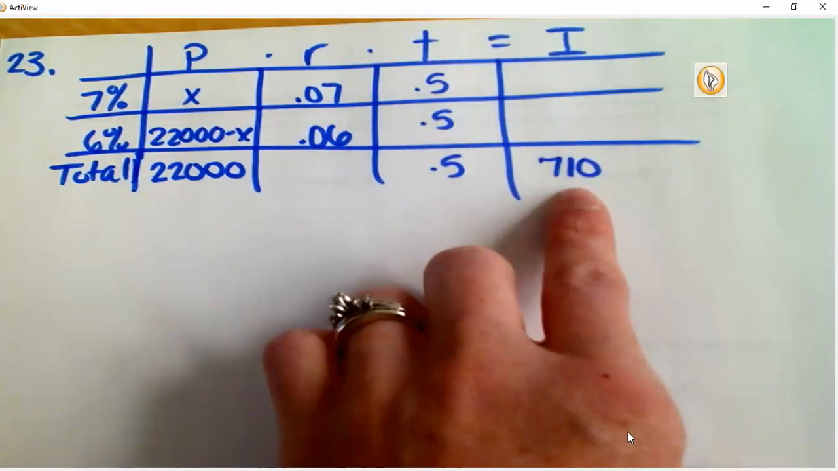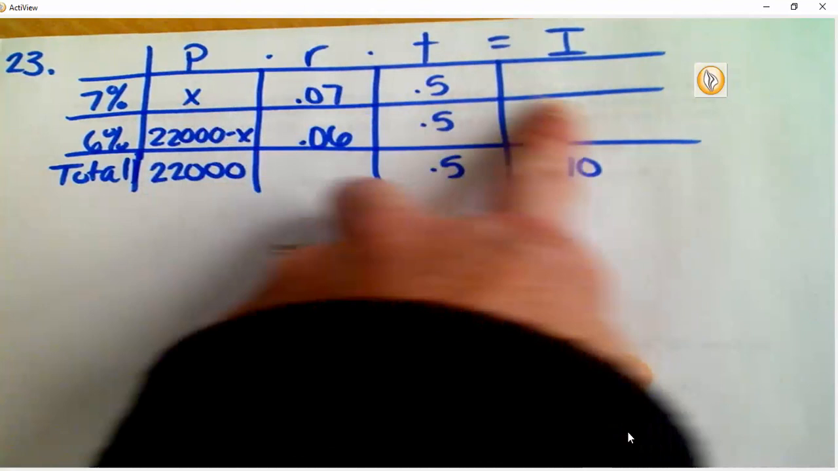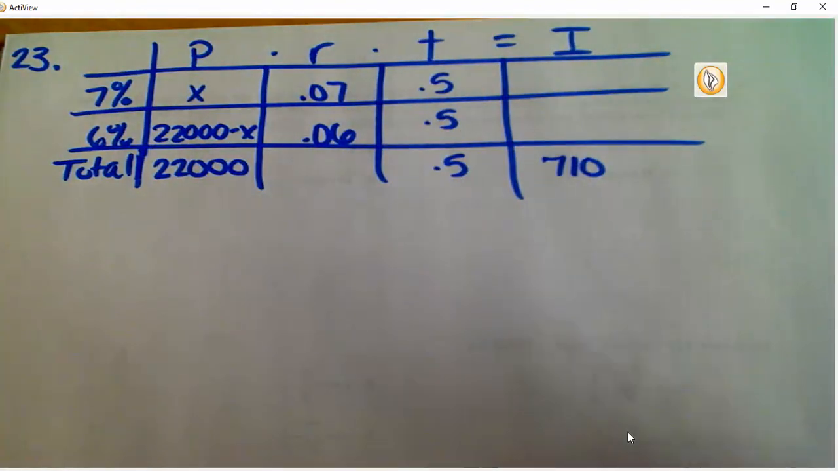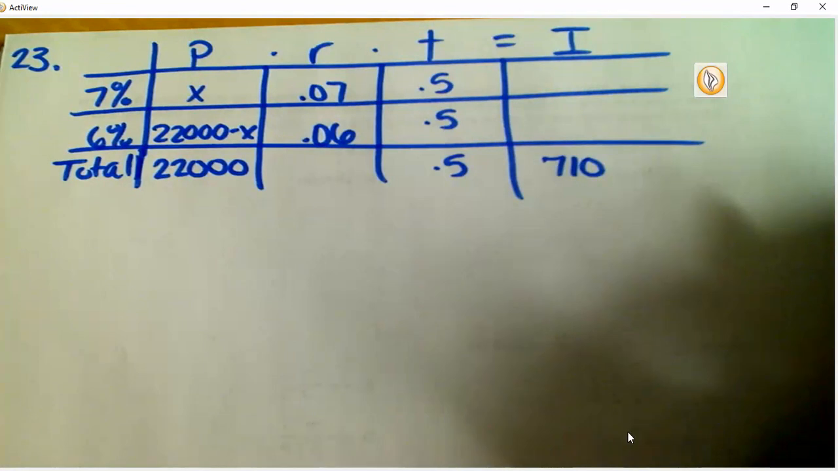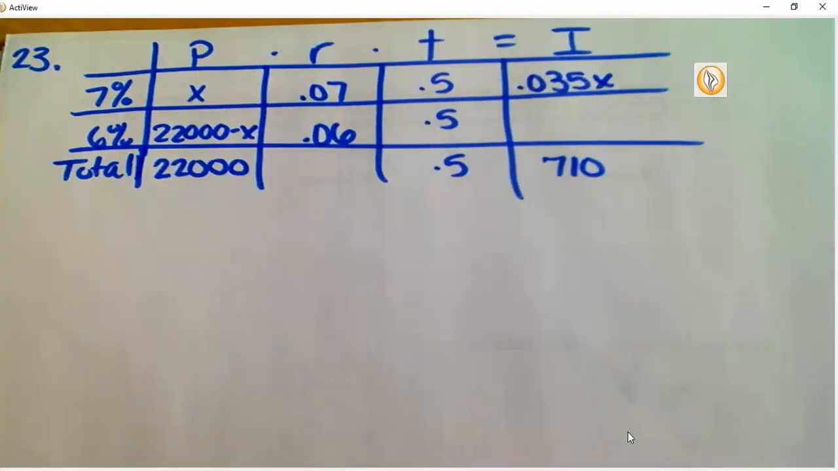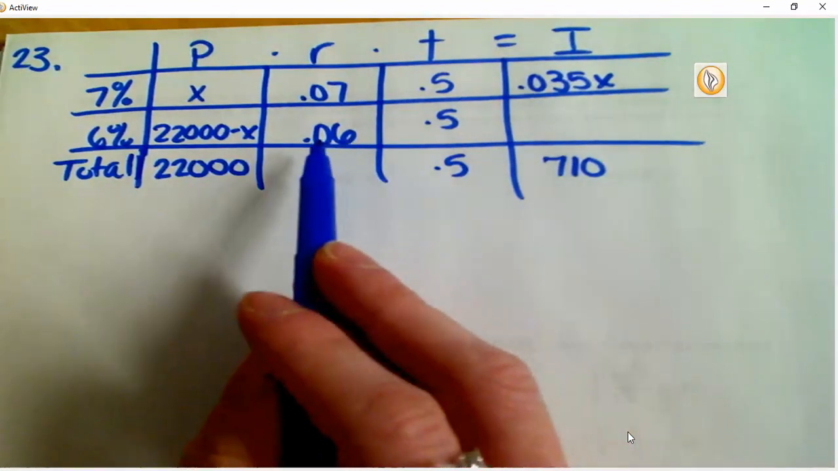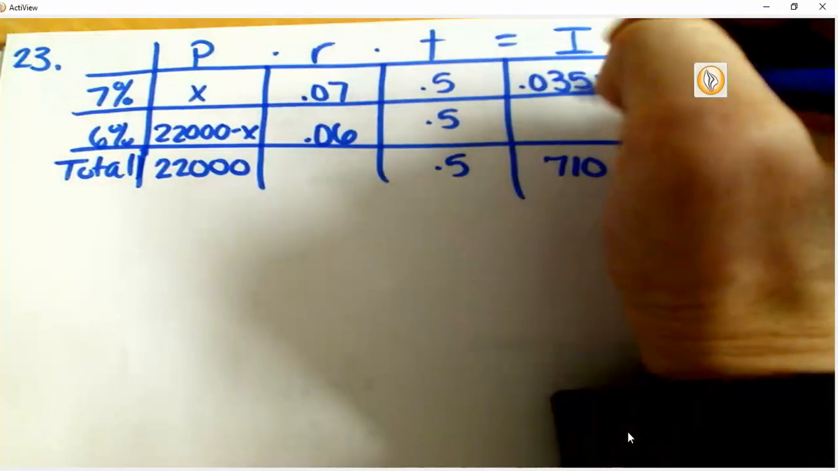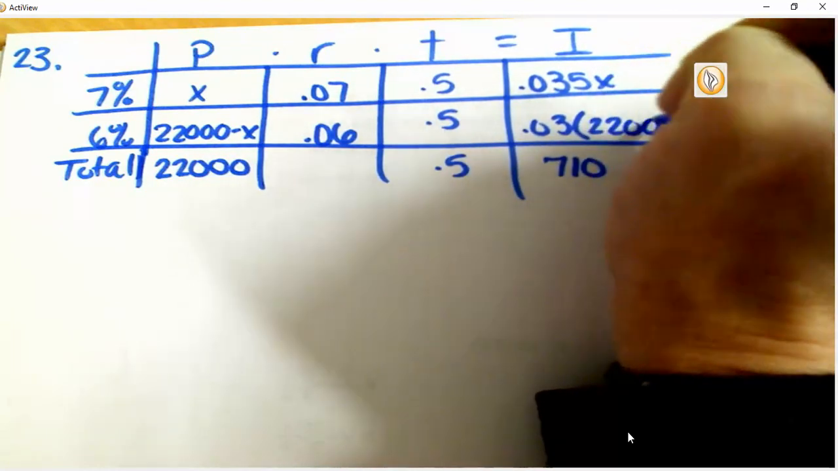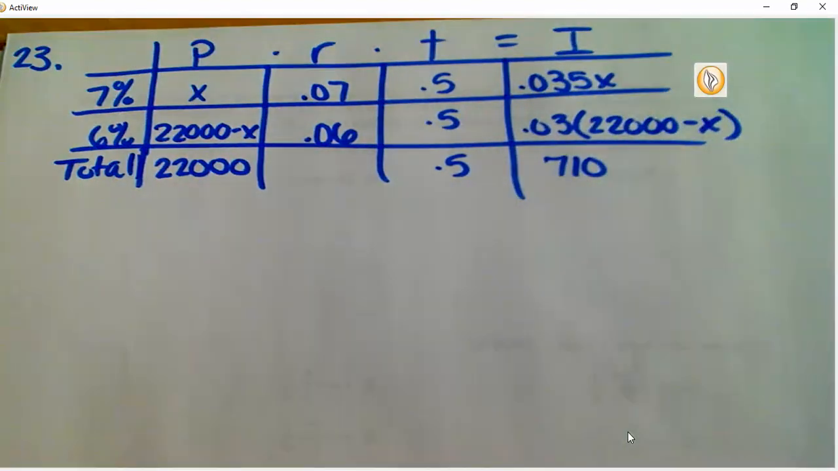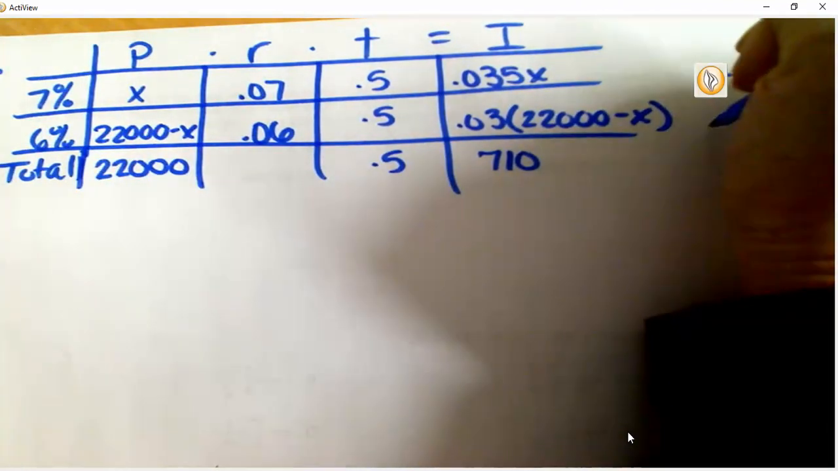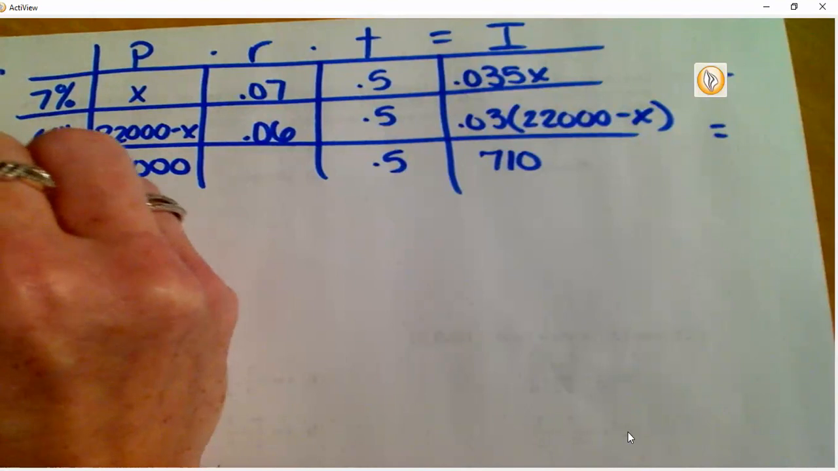Okay, that's the hard part. Now, to get these, we just do the formula. P times R times T. So X times 0.07 times 0.5, 0.035X. Here, 0.06 times 0.5 would be 0.03 times the 22,000 minus X. And then at this point, the formula is the same every time. You add the first two to equal your total.